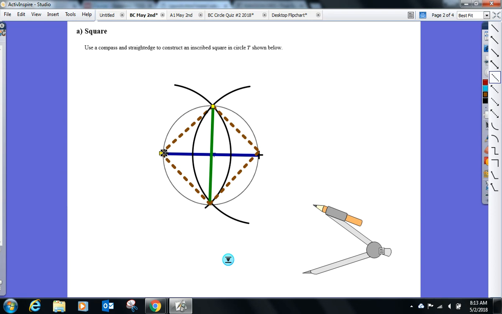What do you got, Carolyn? How do I know there's a right angle up there? There you go. Angles in front of a diameter are right angles. So that guarantees now it's a square. Okay? All right, good. So we got a square. Look at that next one I'm asking you to do.